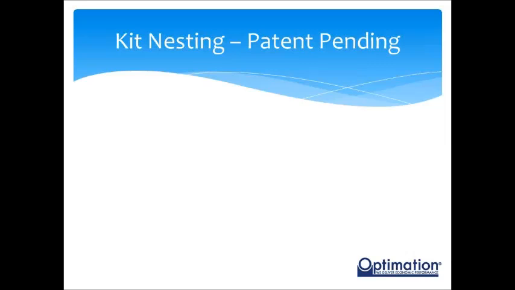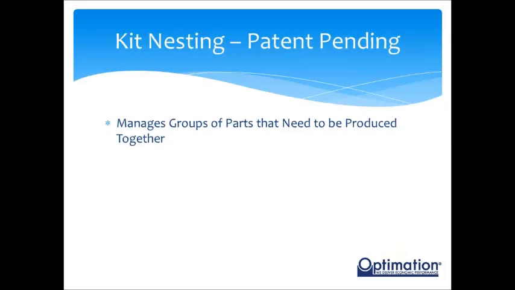Now, we're going to talk about kit nesting next, and Optimation has a patent pending on this particular process. We think it is unique enough, and this is really brand new technology. Okay, kit nesting manages groups of parts so that you produce those parts together, so that they come out and you're not looking for extra parts. You don't have expediters on the floor chasing this and chasing that and trying to find and put things together.